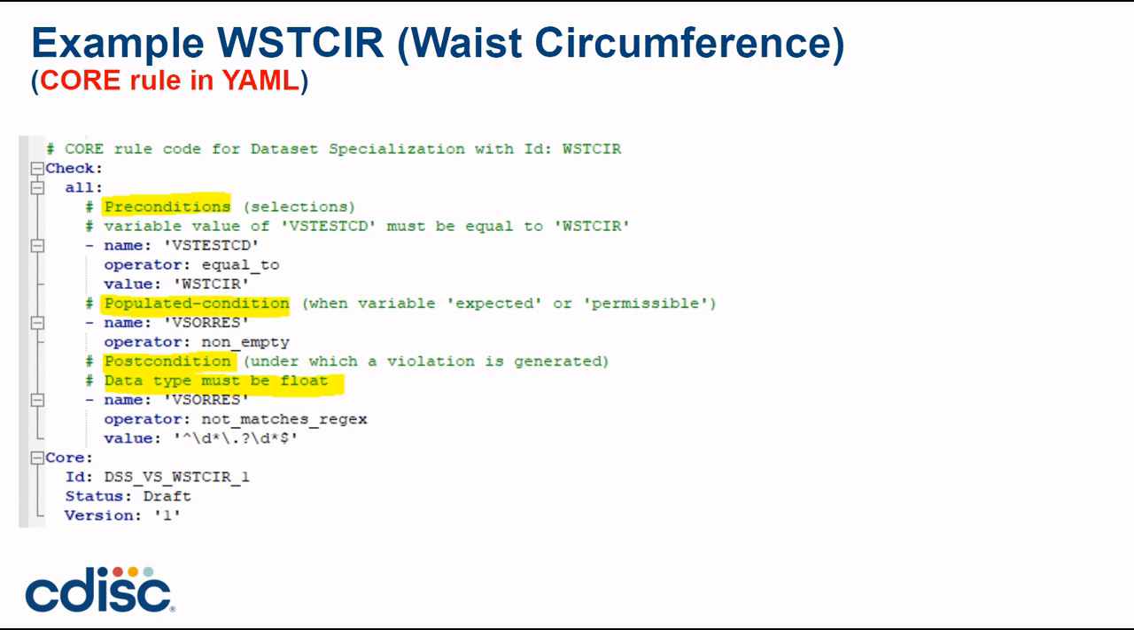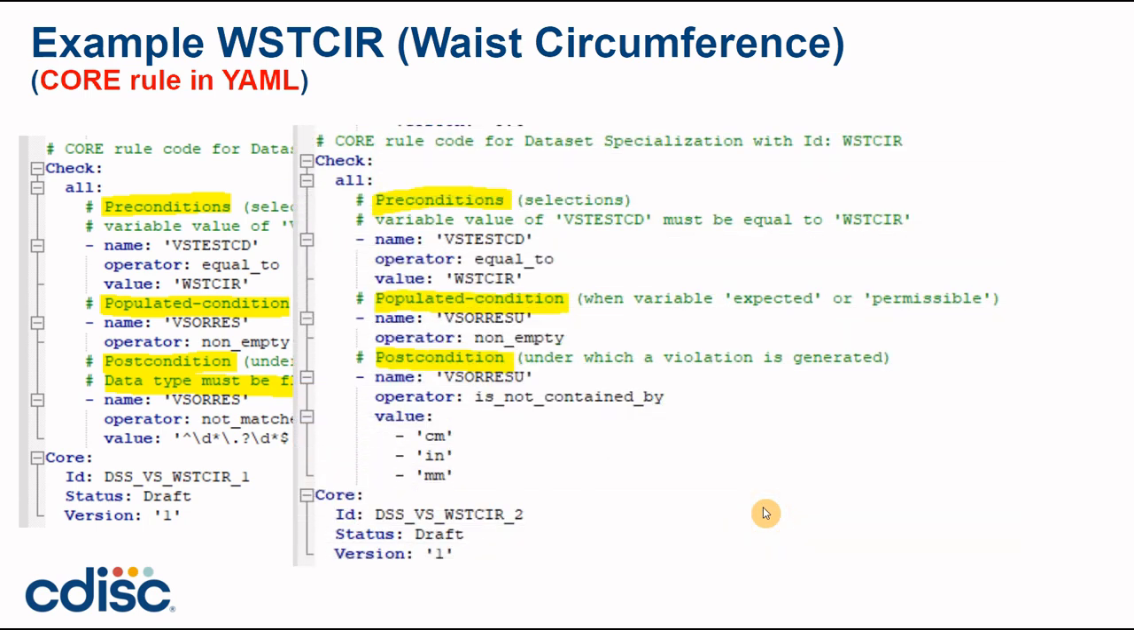So this will lead to two CORE rules. And here is the first CORE rule. It states that when VSTESTCD equals WSTCIR and VSORRES is populated, as it can also be a not done record, then throw an issue when the value of VSORRES does not represent a number. The second rule states that when VSTESTCD equals WSTCIR and VSORRESU is populated, then its value must be one of centimeters, inches or millimeters, otherwise an issue is generated.